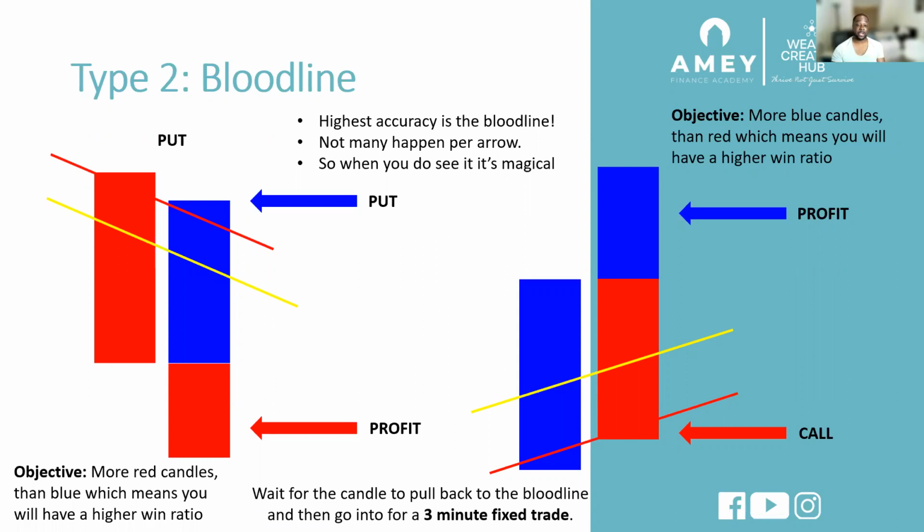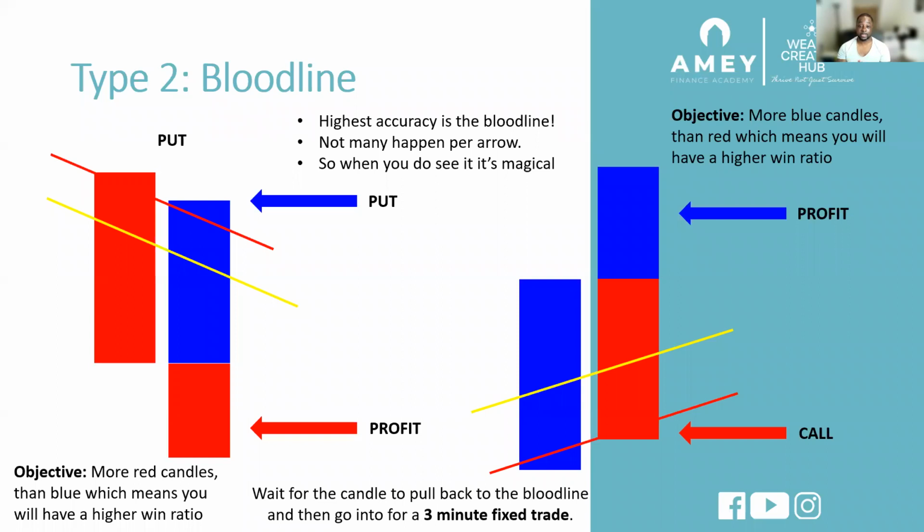It doesn't happen very often with most arrows. So you're looking out for that. If you go for that one, it's going to be the tricky one. So you're going to wait for that. If it gets there, you know you're going to be doing very well with that one. So when it pulls to the bloodline, you're going to enter that trade. And you're going to enter that trade for 3 minutes fixed. Okay. I like fixed time.